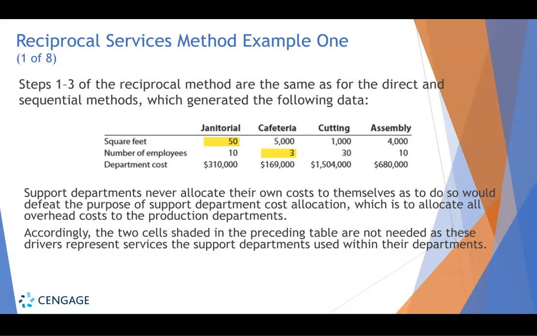Steps 1 through 3 of the reciprocal method are the same as for the direct and sequential methods. Support departments never allocate their own costs to themselves, as to do so would defeat the purpose of support department cost allocation, since they ultimately have to go to a production department. Accordingly, the two shaded cells in the table are not needed, as these drivers represent services the support department used within their department.